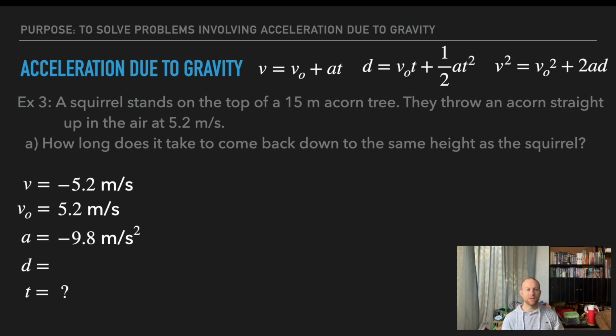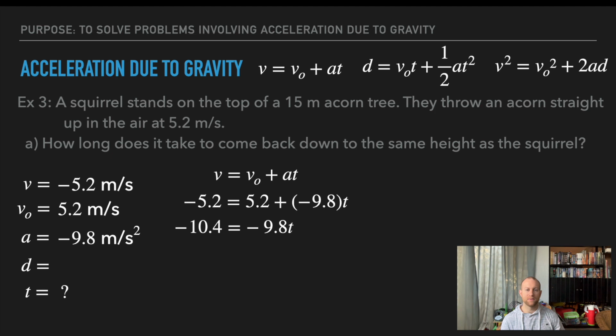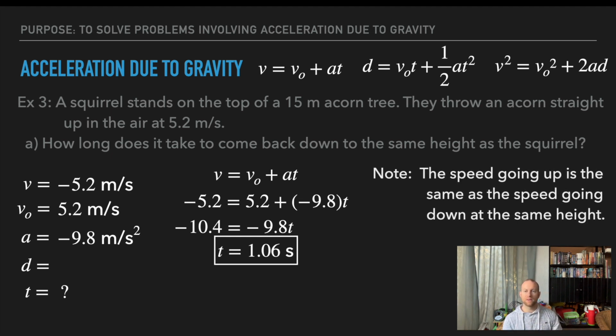So let's solve this with the equation that doesn't involve d. Plug in the numbers, so we're going to subtract the 5.2 onto the other side and divide by negative 9.8. This is the time it takes to go from the top of the tree up and back to the top of the tree. You can write this down in your notes to keep track of this: speed going up is the same as the speed going down when you're at the exact same height. Again, this is with projectiles if you throw something up.